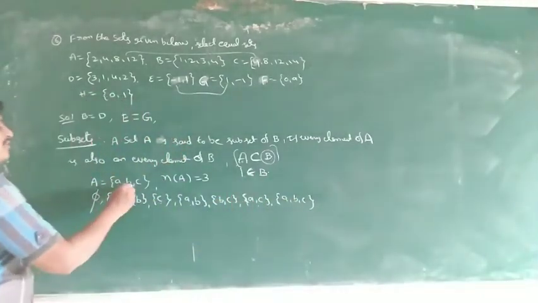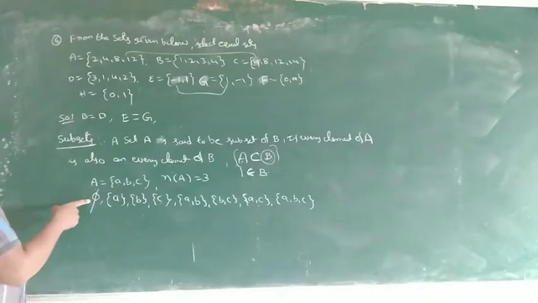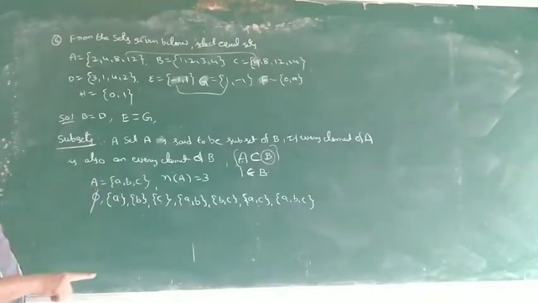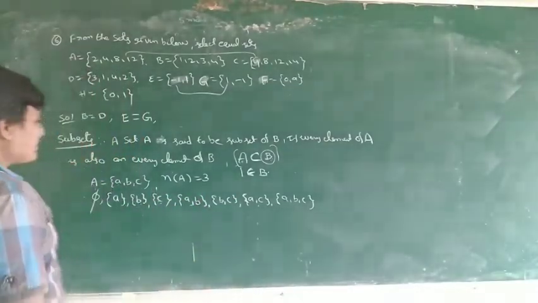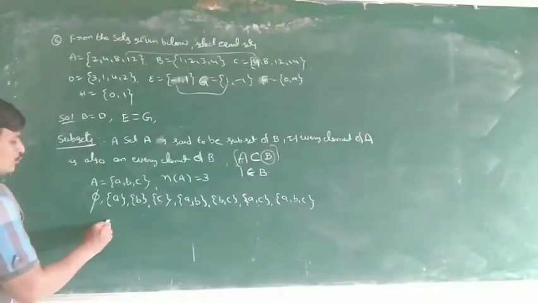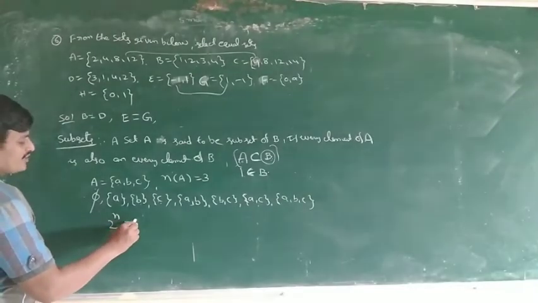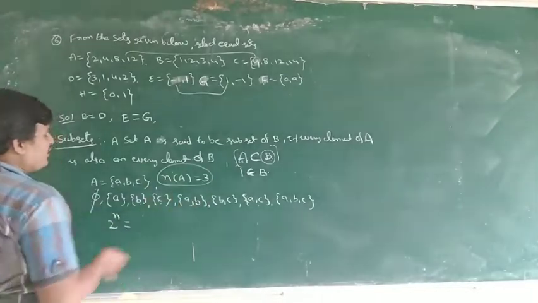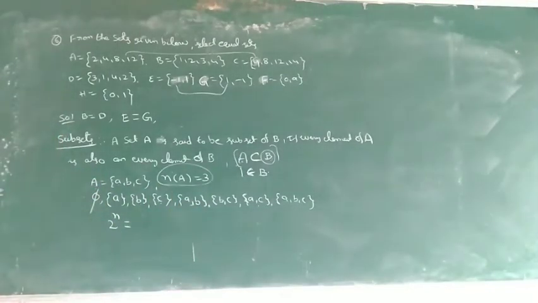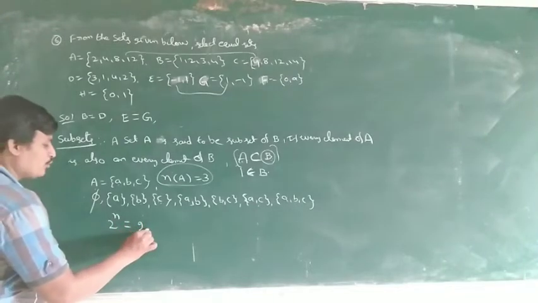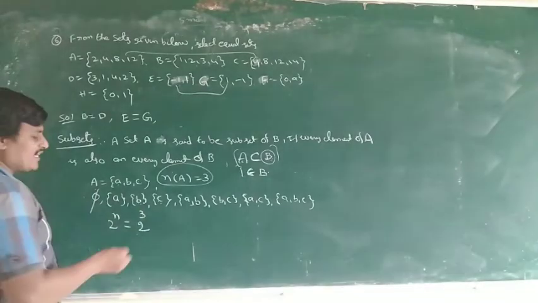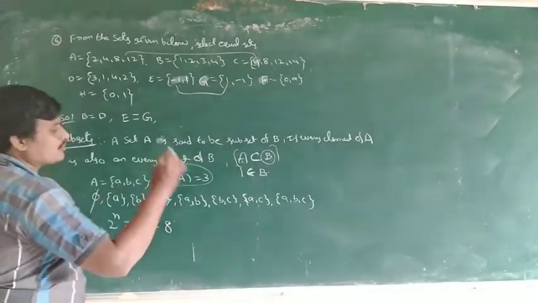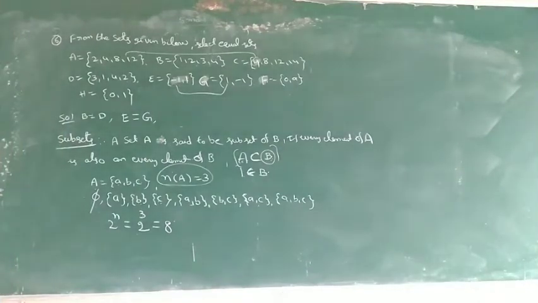How many elements are in set A? 3. How many subsets are there? 1, 2, 3, 4, 5, 6, 7, 8. The set has 3 elements. First, phi is the subset of any set. Next, single elements, double elements, triple elements. This is the formula: 2 power n, where n is the number of elements in the given set. The set has 3 elements, so 2 cubed is equal to 8. This is the formula for the number of subsets.